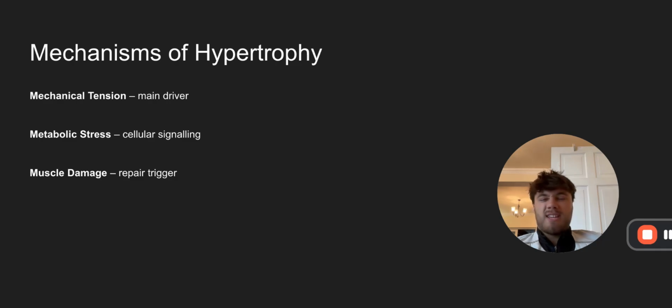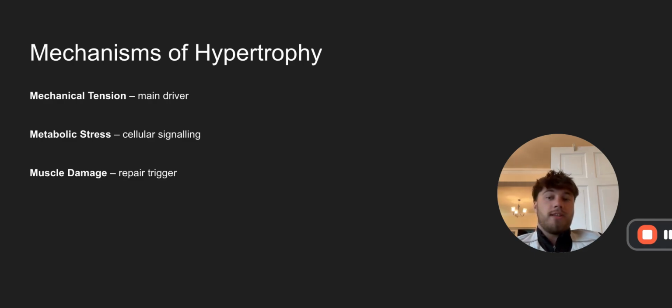Metabolic stress is basically the pump, the burn you get. It's an accumulation of different metabolites that marginally increase cellular signaling, so growth signaling, but at a far lesser level than mechanical tension does. Then you have muscle damage, which is microscopic tearing that forces the body to rebuild stronger fibers. A lot of people think that's the main one, how sore you are, how much you're damaging the muscle. It doesn't really work like that.